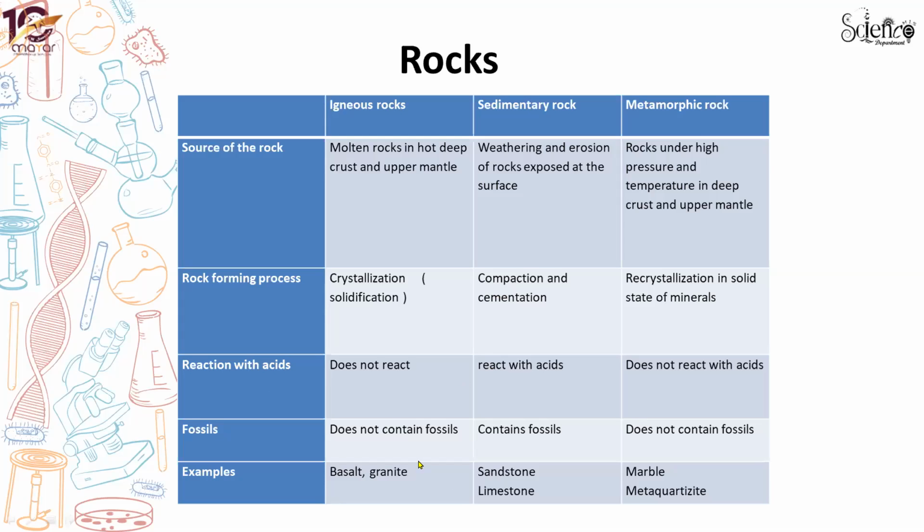Fossils are only found in sedimentary rocks. In igneous and metamorphic, I'm talking about high pressure and temperature, so of course we don't have fossils. Examples in igneous: basalt, granite, diorite, obsidian, many types. In sedimentary: sandstone, limestone, and usually in sedimentary rocks, their name ends with the word stone. Not always, but usually. In metamorphic, marble is a very common example of a metamorphic rock formed from sedimentary rock. Any questions till now?